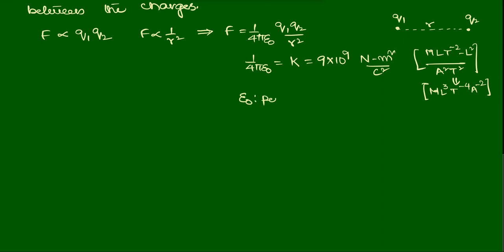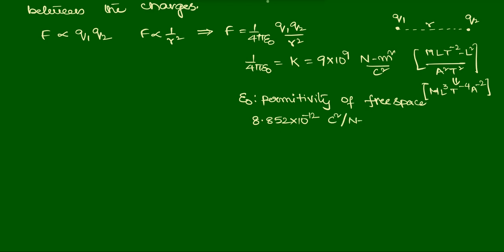Epsilon naught is called the permittivity of free space, whose value is 8.852 into 10 to the power of minus 12, and its units will be Coulomb square per Newton meter square. So its dimensional formula will be M to the power of minus 1, L to the power of minus 3, T to the power of 4, A square.